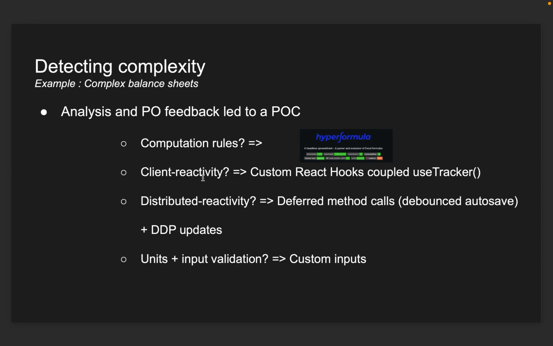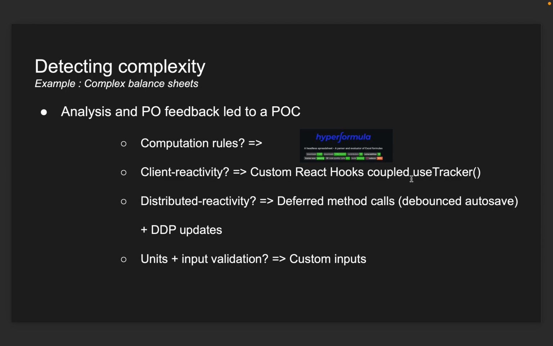So for the client reactivity, at our agency we use a lot of React with Meteor. So for us it was obvious that we needed to develop custom React hooks for these tables, coupled with Meteor's React hooks. One of them is called useTracker. It's very famous. It allows you to use data reactively in React. If you are a React developer, you won't even feel you are using Meteor.